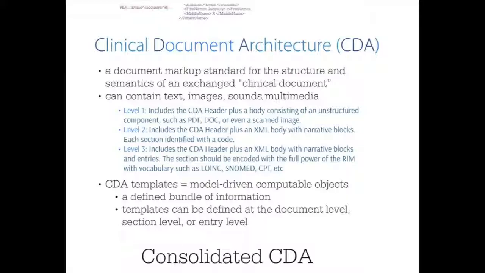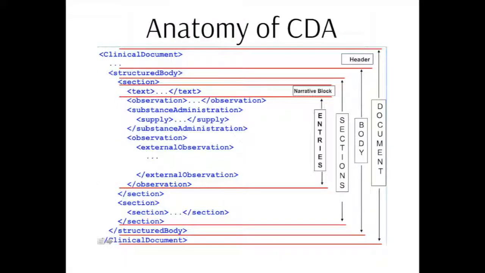Before I get to the levels, I want to touch on the structure of a CDA document. In short, you have an entire document, and within that document, every document has a header and a body. Depending on the level of the CDA, you can also have different sections in a narrative block, and then different entries within that.